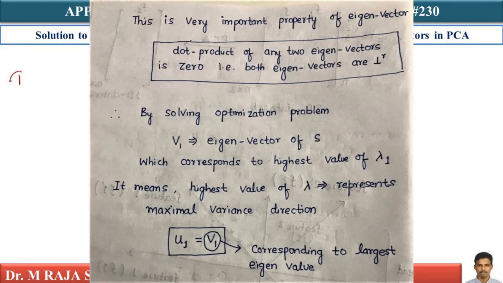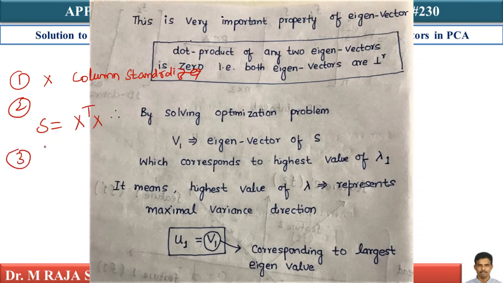You can repeat like this. Step number 1, assume your matrix capital X must be column standardized. We already know what column standardized is. Second, you have to calculate the covariance matrix, which is X transpose X. Next, you have to calculate eigenvalues and eigenvectors. There is the EIG function that I discussed. In future classes, we will try to calculate. Now you have got eigenvalues and eigenvectors.